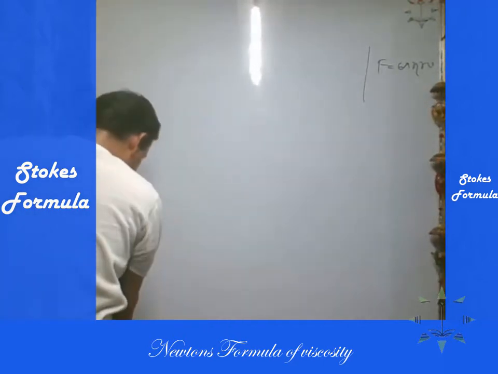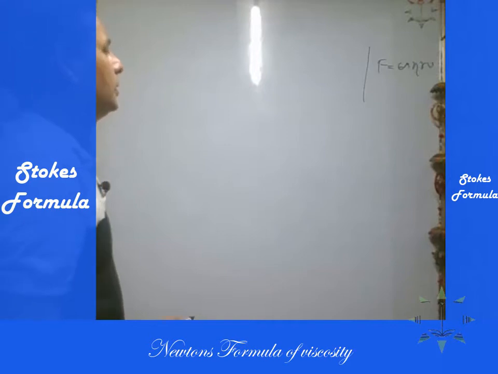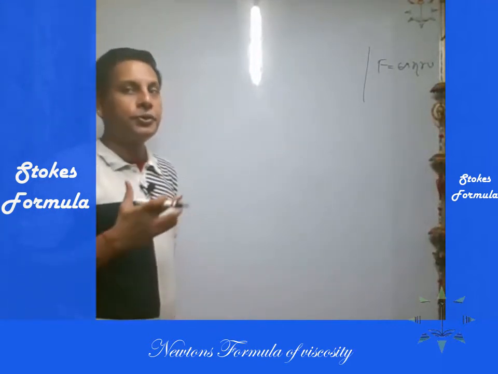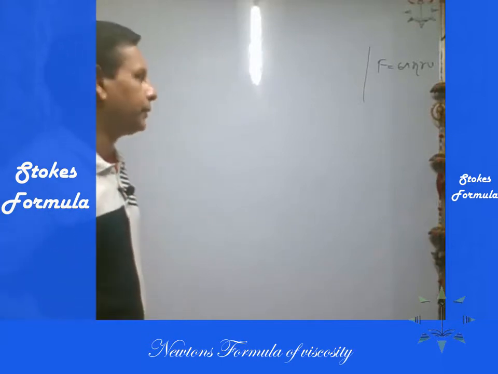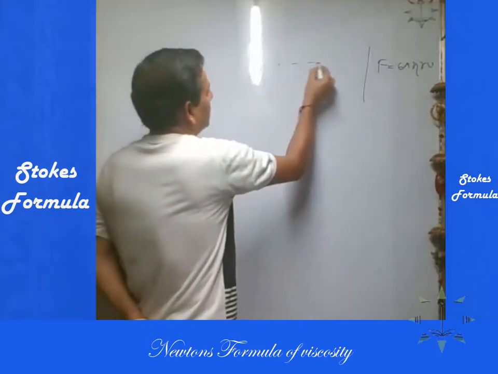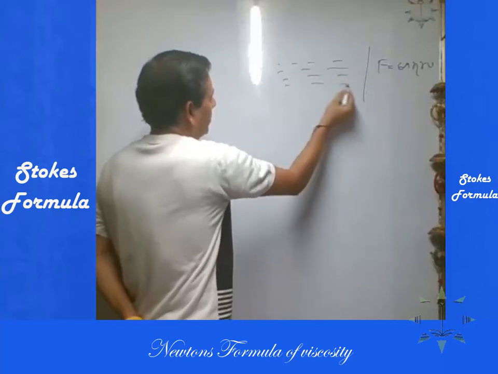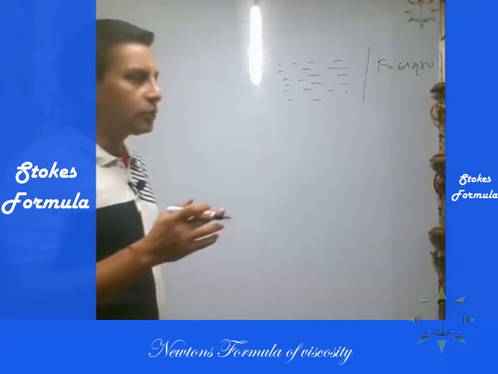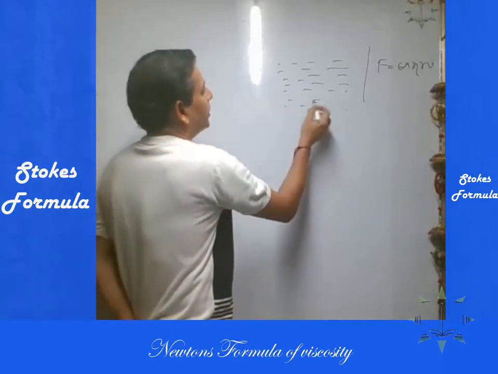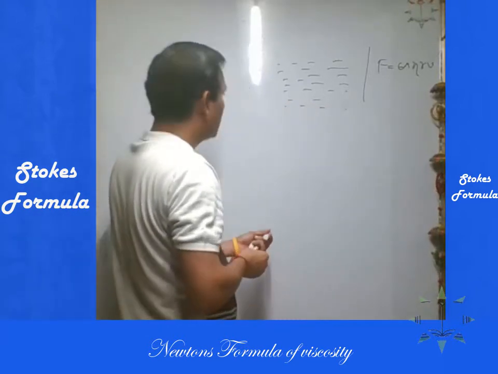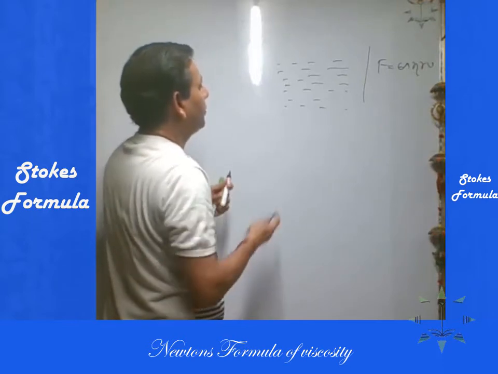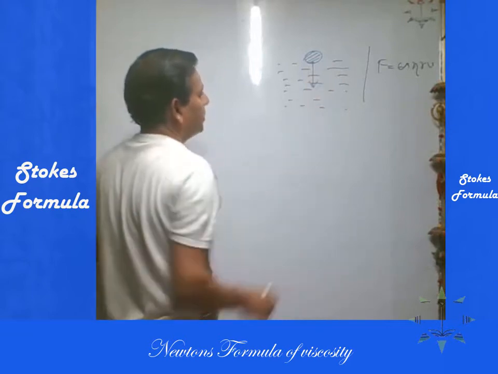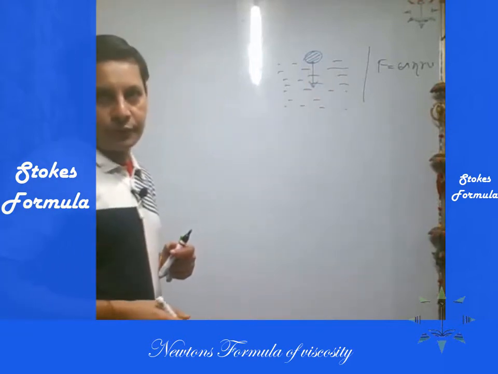Now let us study how we can use this Stokes formula to find out the coefficient of viscosity of a fluid. Okay, we will consider a fluid here. Now I have to find the coefficient of viscosity of this fluid. So we will consider this fluid. Now we will study the motion of a sphere. Okay, now I will consider a sphere falling through this fluid.